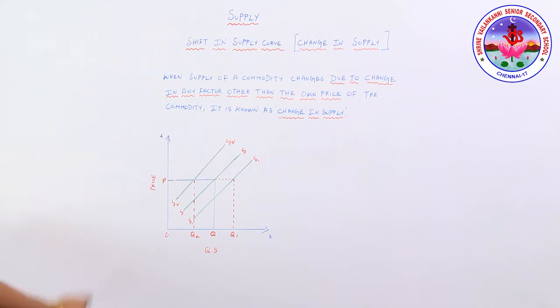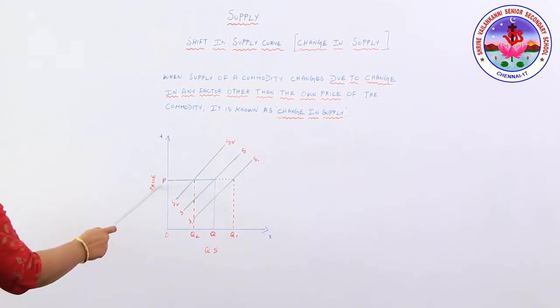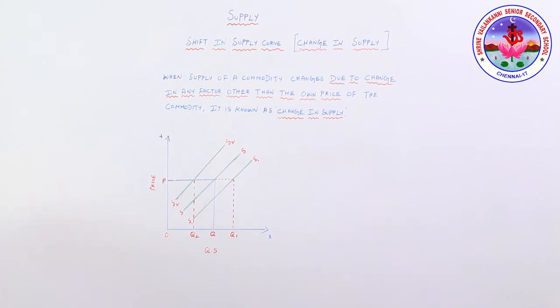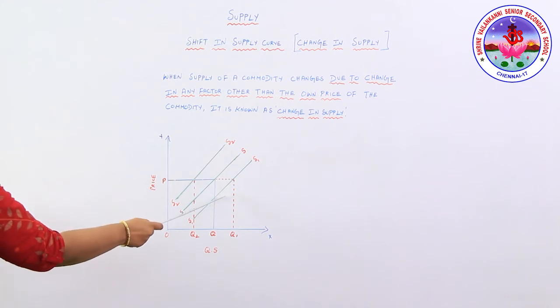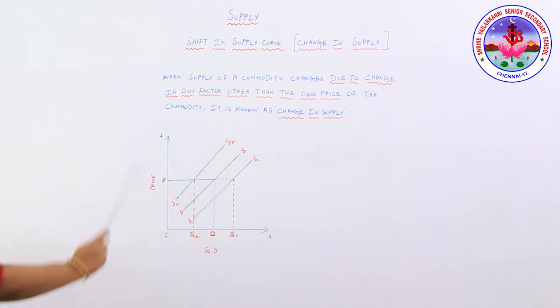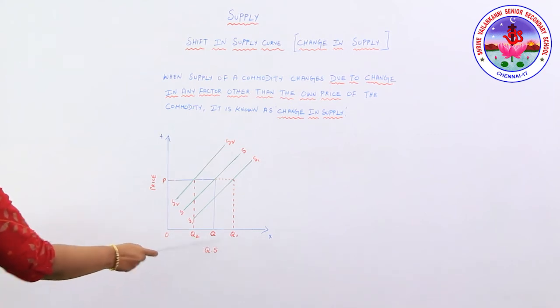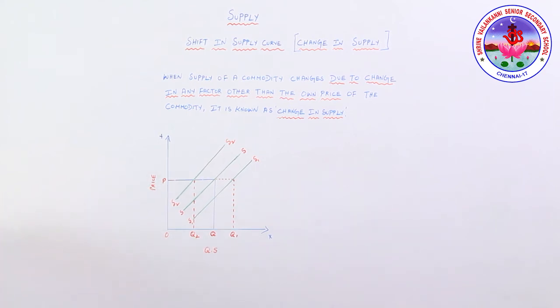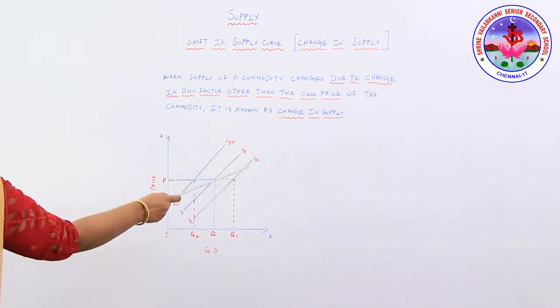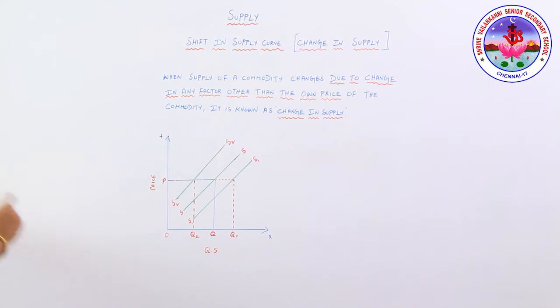Now let us understand this with the diagram. Supply is OQ, and the price is constant at OP. A change in other factors leads to a rightward or a leftward shift in the supply curve. I repeat again: supply is OQ at the price of OP. A change in any other factor leads to a rightward or a leftward shift in the supply curve.